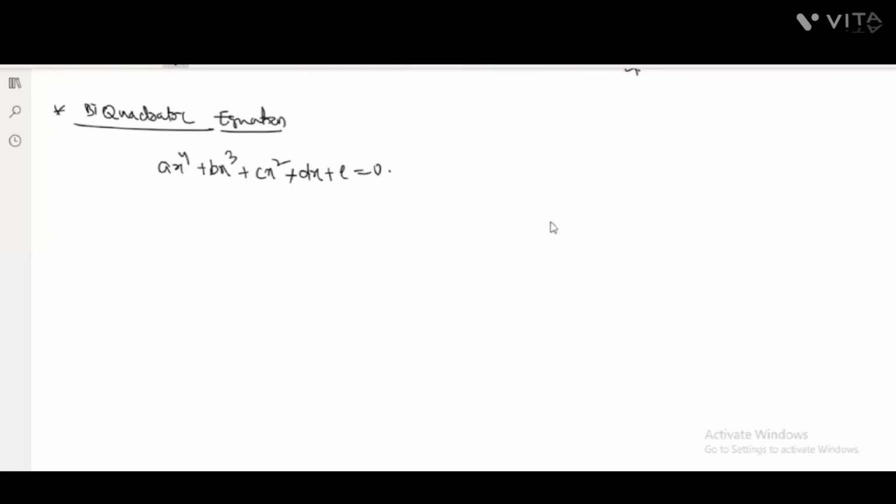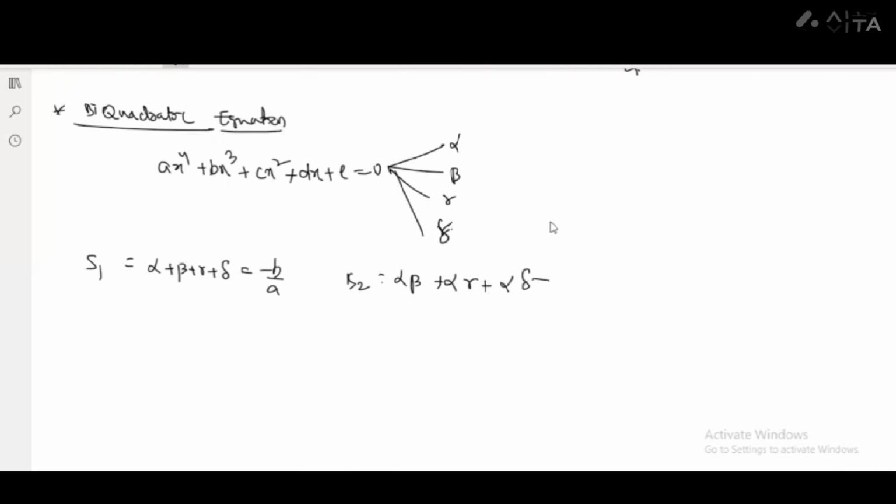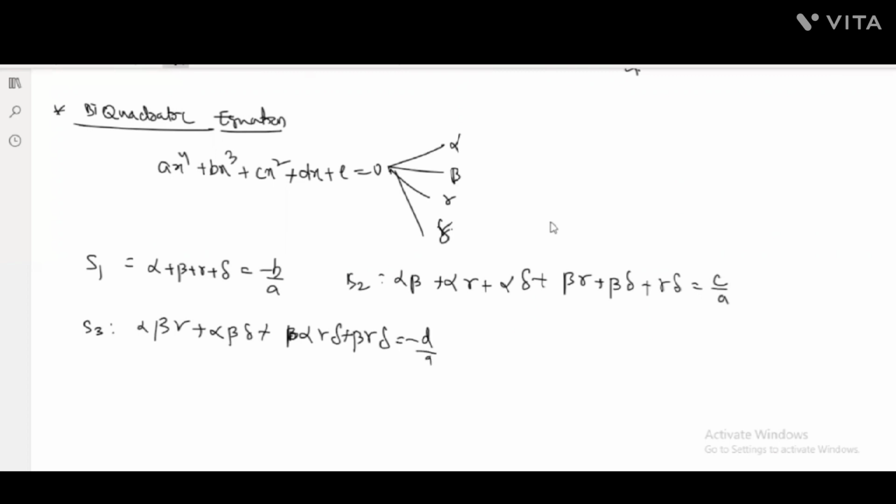So for this one, if you assume alpha, beta, gamma and delta are the roots, S1 we can take alpha plus beta plus gamma plus delta, which is minus b by a, and S2 will be alpha beta plus alpha gamma plus alpha delta plus beta gamma plus beta delta plus gamma delta is equal to c by a. So S3 is alpha beta gamma plus alpha beta delta plus alpha gamma delta plus beta gamma delta. This will be minus d by a, and S4 is alpha beta gamma delta is equal to e by a. So like this, we can take for any power.